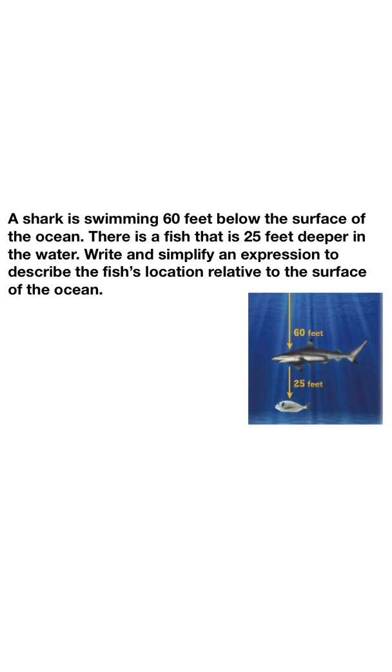Question 5. A shark is swimming 60 feet below the surface of the ocean. There is a fish that is 25 feet deeper in the water. Write and simplify an expression to describe the fish's location relative to the surface of the ocean. The surface of the ocean is our 0. If the shark is 60 feet below the surface of the water, the shark is at negative 60. And there is a fish that is 25 feet deeper, meaning he is at an additional negative 25 feet.